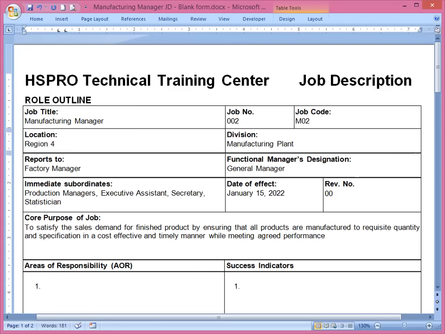Agreed performance standards. You could say standards. And ensuring. Usually the core purpose of job sentences are really long, because you have to put everything in terms of quality, specification, cost, and standard. You have to fit everything, right? And you are talking about manufacturing, so this is how we do the core purpose of job.